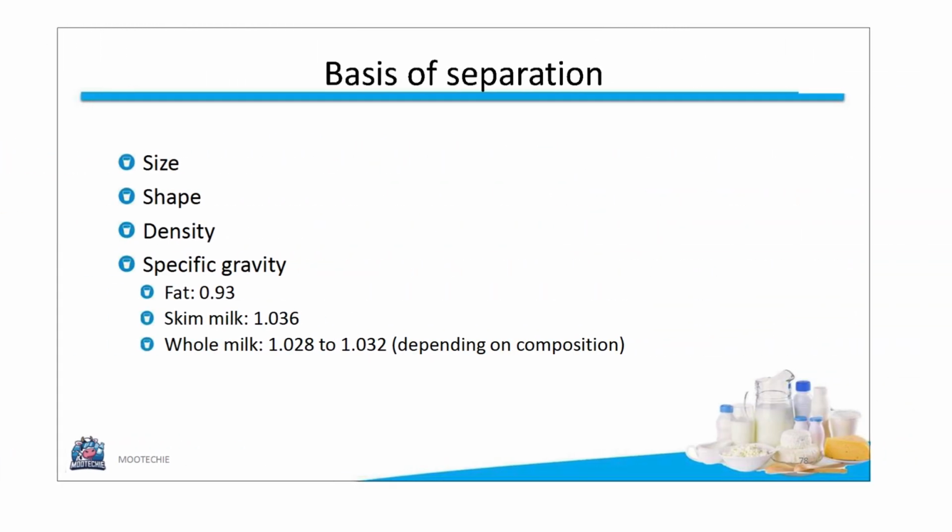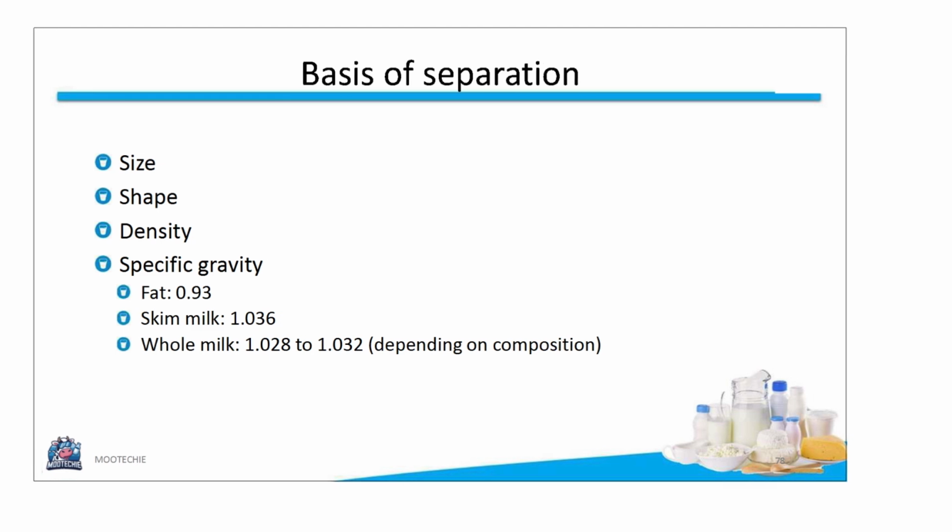The basis for centrifugal separation can be the size, shape, or density of the particles. A key factor is specific gravity. For example, fat has a specific gravity of 0.93, skim milk is 1.036, and whole milk ranges from 1.028 to 1.032, depending on its composition.